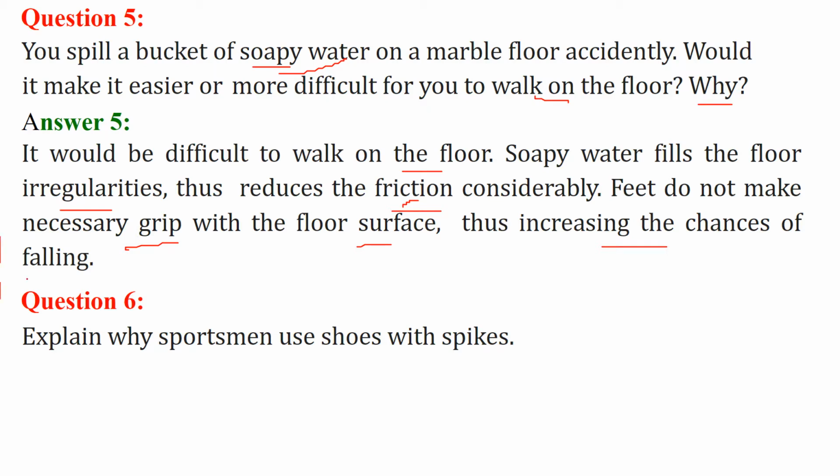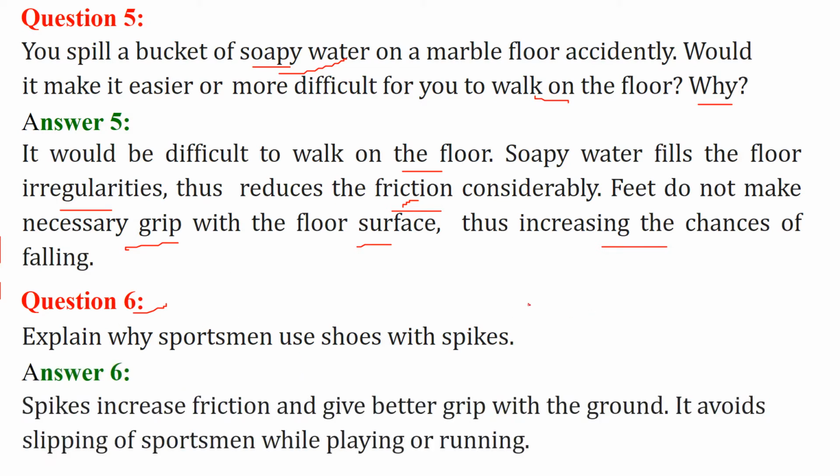Now question number 6 is explain why sportsmen use shoes with spikes. See, if this is the bottom of a shoe, we have spikes. This is because the players are always playing and running. If they do not have spikes, and have slippery or plain shoes, then they will not be able to grip and they have a tendency to fall down. So spikes increase friction and give better grip with the ground.